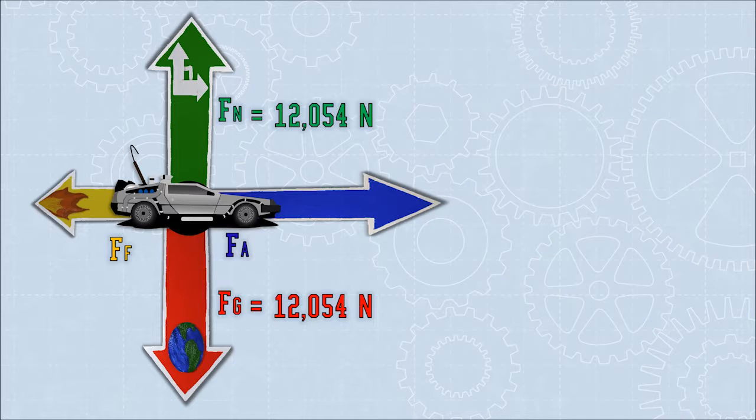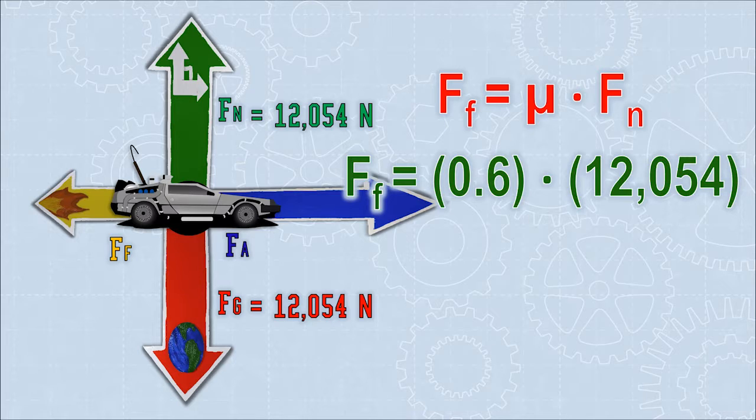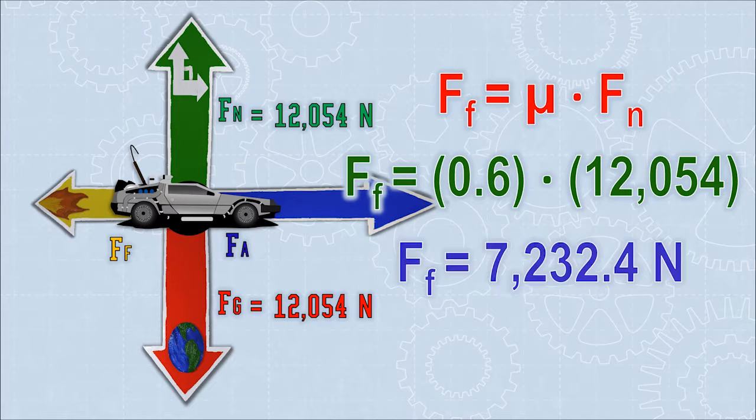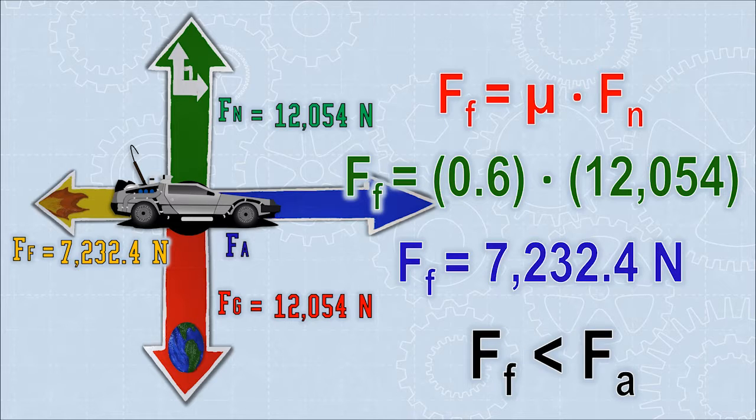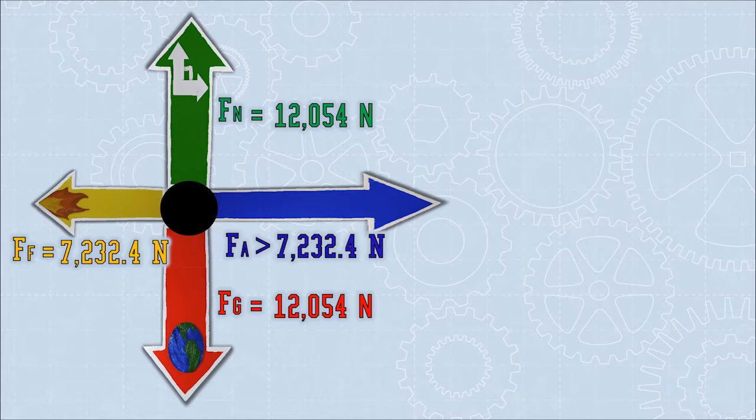The DeLorean is driving on gravel. The coefficient of friction is 0.6, or in other words, its mu is 0.6. This value multiplied by the normal force tells us how much friction is pulling back on the object. When I find a piece of information, I add it to my force diagram. The DeLorean's horizontal forces are unbalanced because it's speeding up. So in this case, the friction force is less than the applied force, so I can't calculate the applied force. I do know that it has to be bigger than 7,232.4 newtons. There's our force diagram describing the DeLorean as it speeds up driving forward.